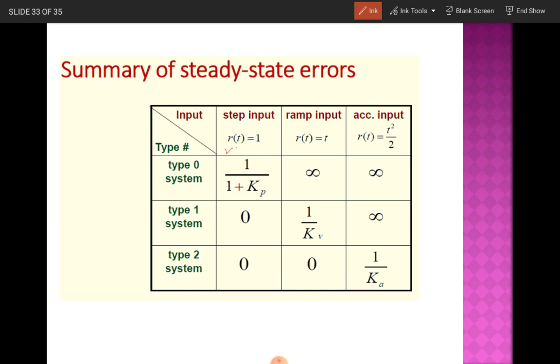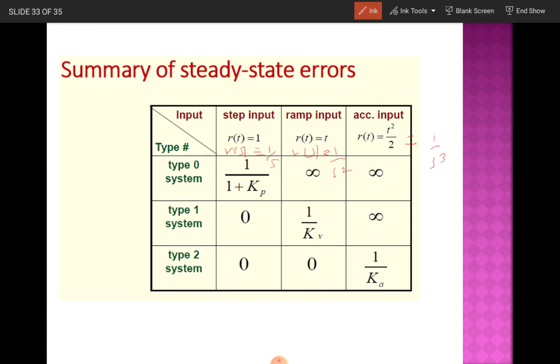So R of s in the S domain for a step input is 1 by S. For the ramp input, R of s is equal to 1 by S square. And for acceleration input, it is 1 by S cube. And there are different types of system, whether it is type 0, type 1, type 2. So already we have discussed the types of system.